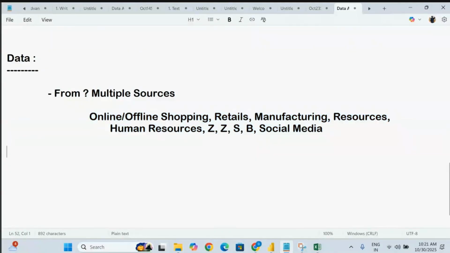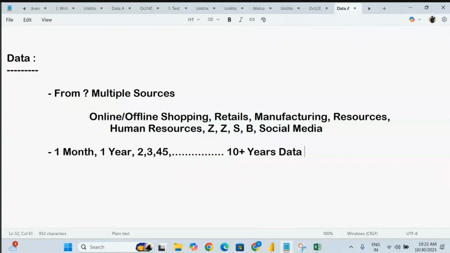Whenever you get data from different sources, if the data is 1 month of data, that is fine. It is simple and you can understand it very well. If the data is 1 year of data, it is much more difficult to understand. If the data is 2 years, 3 years, 4, 5 years, just like this, 10 years or 10 plus years of data, are you able to understand it? No. You can't understand it.